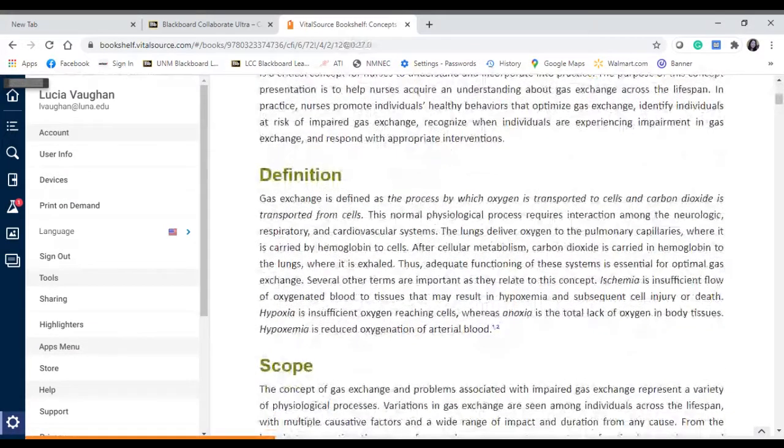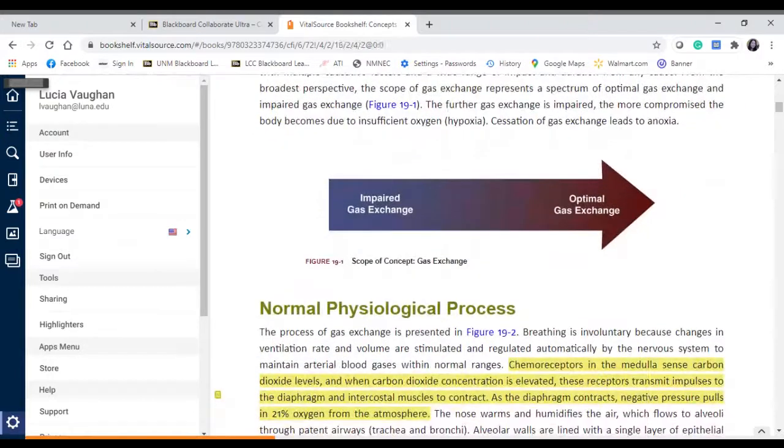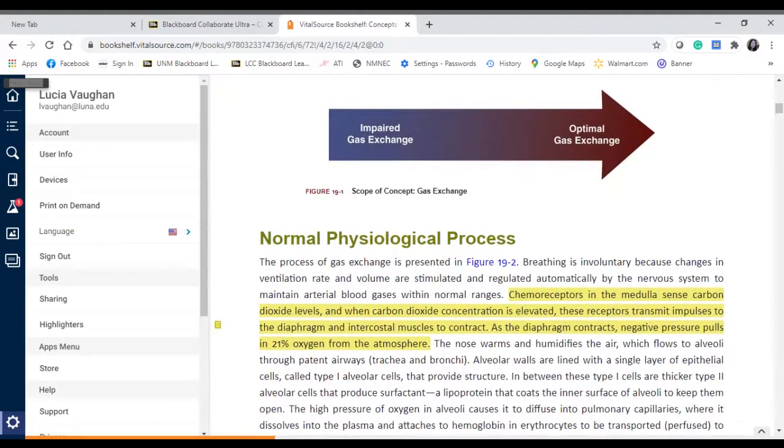Gas exchange is defined as the process by which oxygen is transported to the cells and carbon dioxide is transported from the cells. For this normal physiologic process to occur, chemoreceptors in the medulla sense carbon dioxide levels. When the carbon dioxide level is elevated, these receptors transmit impulses to the diaphragm and intercostal muscles to contract. As the diaphragm contracts, negative pressure pulls in 21% oxygen from the atmosphere.